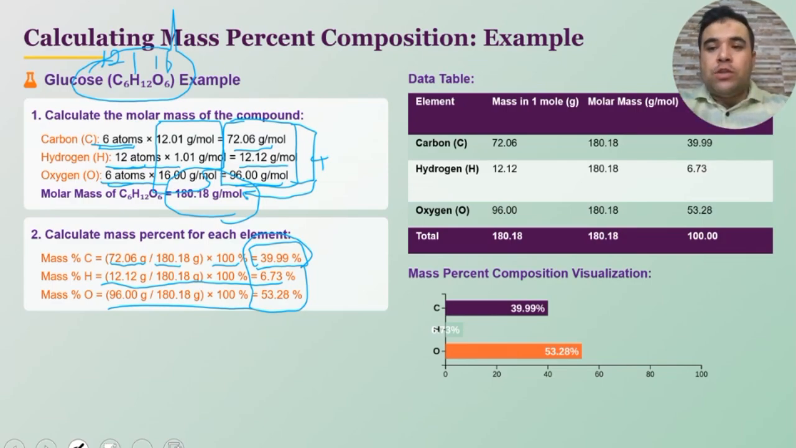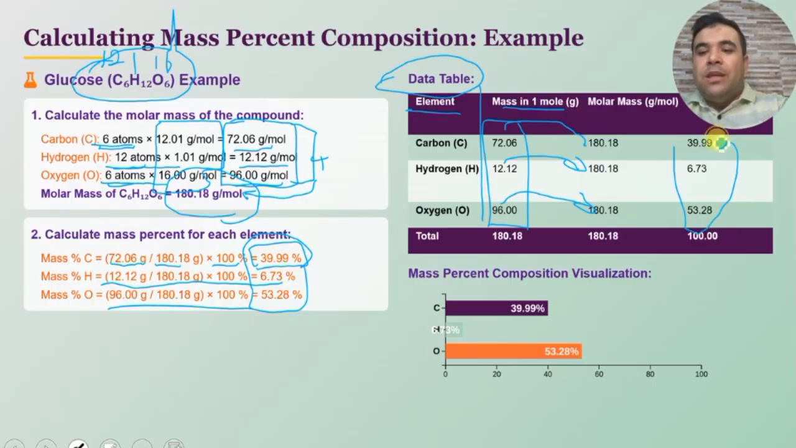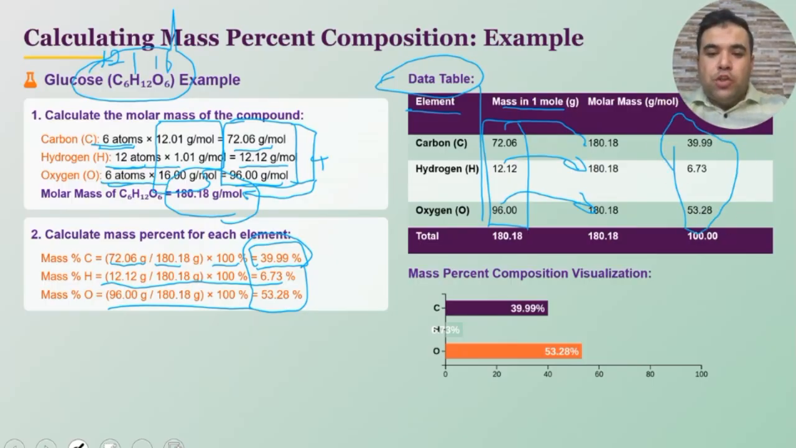which is glucose. If you want to show this procedure by providing a data table, here we have provided the elements and then the mass in 1 mole of those elements, individual masses, and then we divide these masses by the molar mass, and then we multiply by 100. We got the percentage composition of the elements.